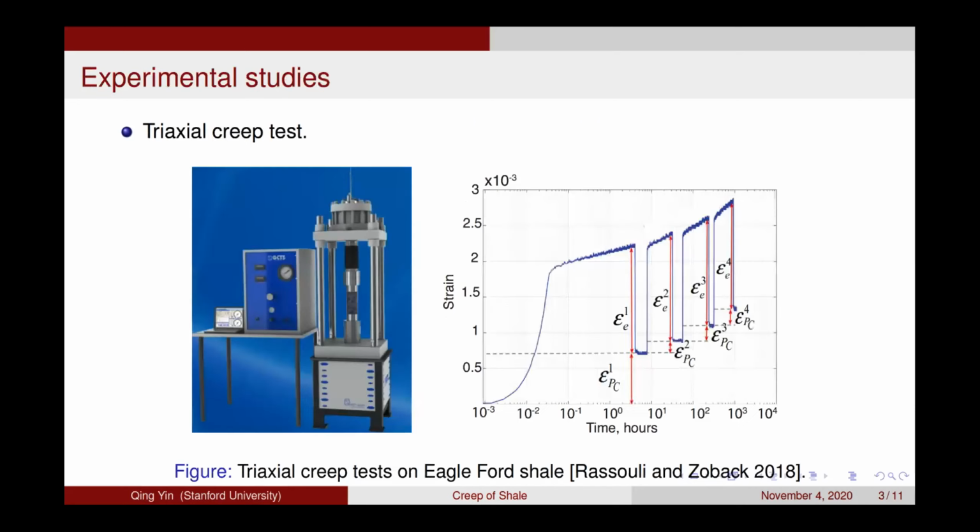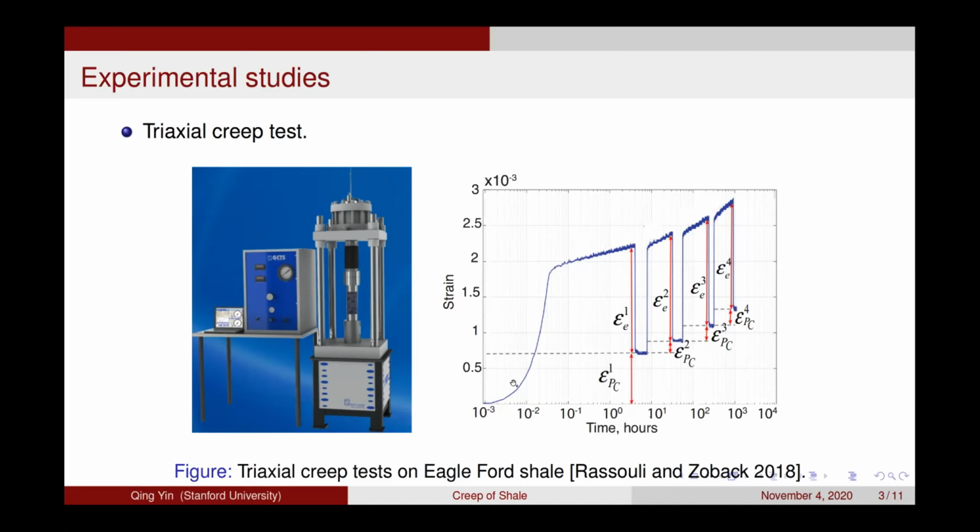So generally, experimental researchers use two experimental methods to study the creep behavior of a material. First one is the traditional triaxial creep test. They use a UMT machine here. It can add confining pressure to the material, and then add axial loading along the axis of this cylindrical sample. After applying this loading, they record the creep strain along this axial direction as a function of time.